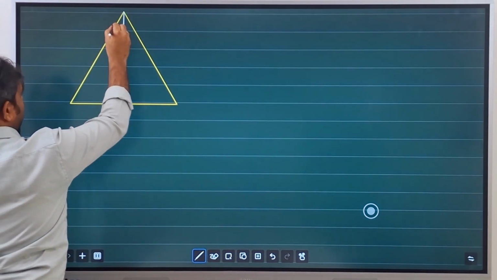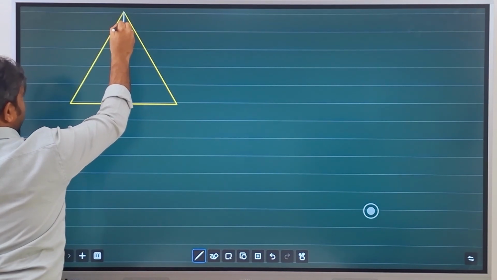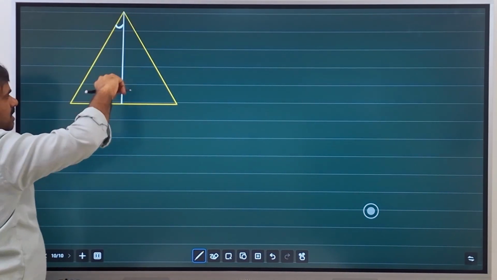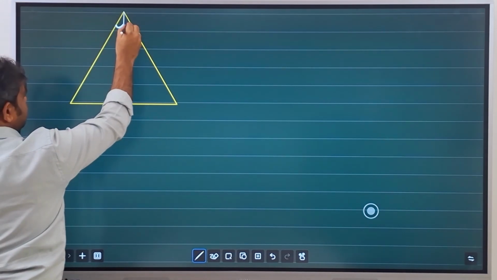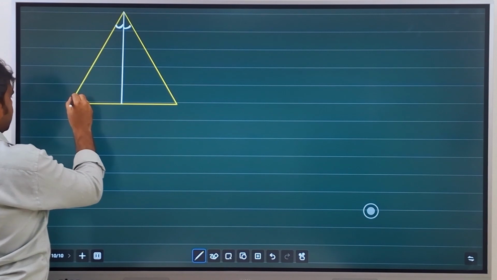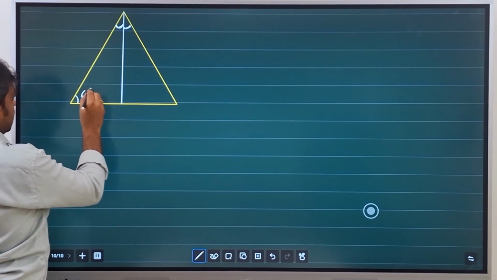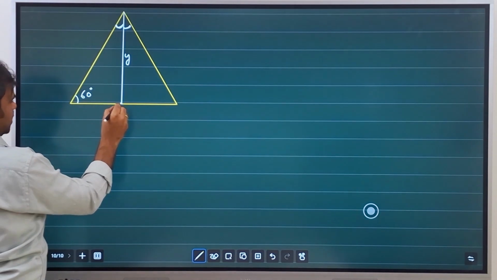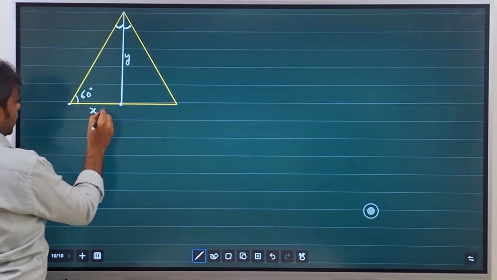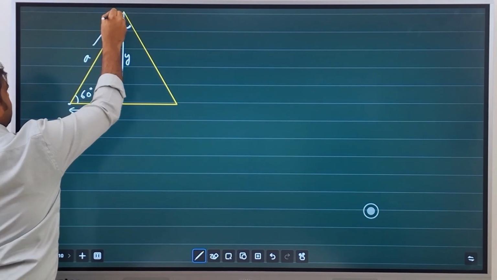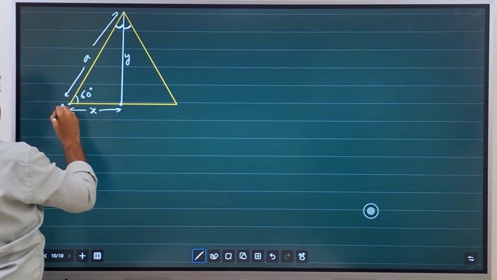So this angle is 30 degrees. In an equilateral triangle, the sum of the angles is 180 degrees, so each angle is 60 degrees. The 60 degrees is divided into two equal halves, 30 degrees and 30 degrees. This angle is 60 degrees. This is the opposite side of angle 60 degrees, this is the adjacent side of angle 60 degrees, and this is the hypotenuse.